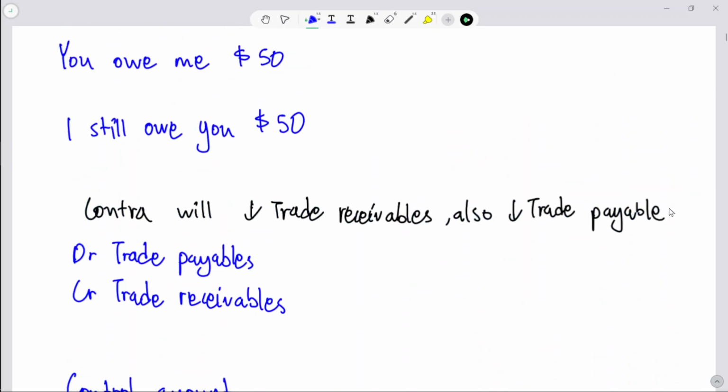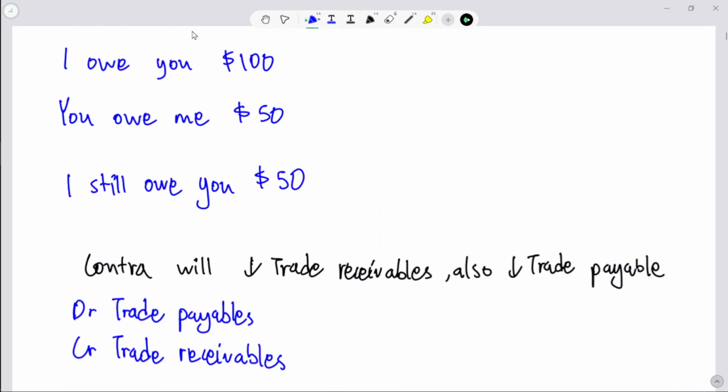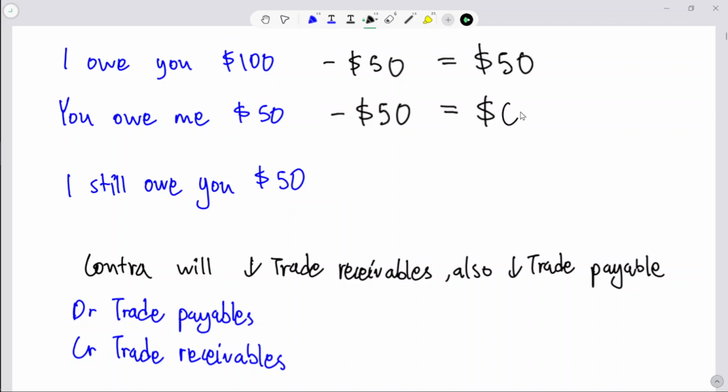Okay, so let's say I owe you $100, then you owe me 50. In conclusion, I still owe you 50. Then the maths behind will be this minus 50 and that's 50, and then this also minus 50. So this will have $50, and then this will have 0.